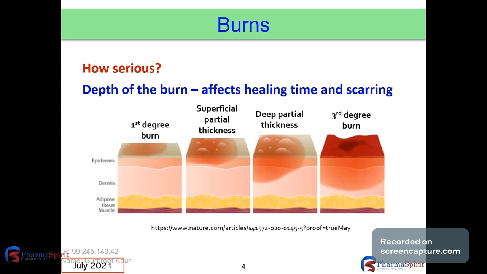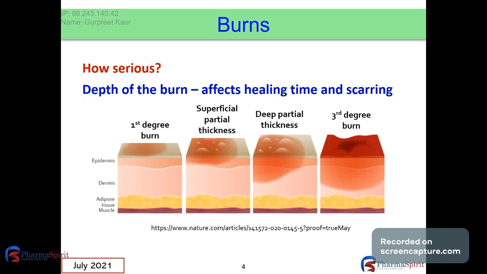The second burn we have is second degree burn, which involves the epidermis, which is the outermost layer of the skin, as well as the dermis, which is the second layer of the skin. If it affects the epidermis and the upper layer of the dermis, we call it superficial partial thickness. If it affects the deep layer of the dermis, so epidermis and the deep layer of the dermis, it's a little bit deeper burn, and it causes damage to the hair follicles and the sweat glands, which typically exist deeper in the dermis. This is known as deep partial thickness.